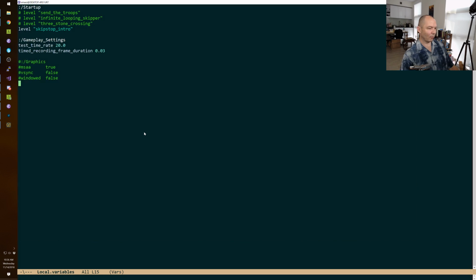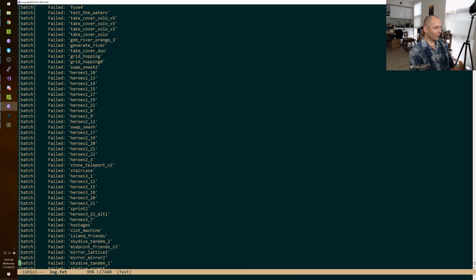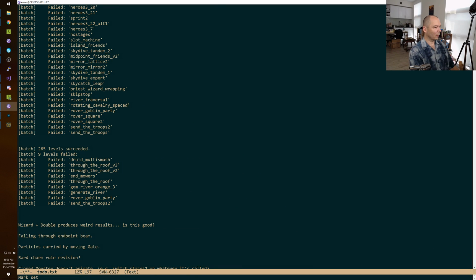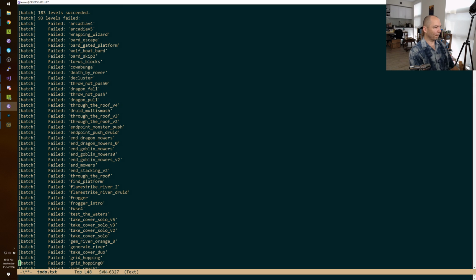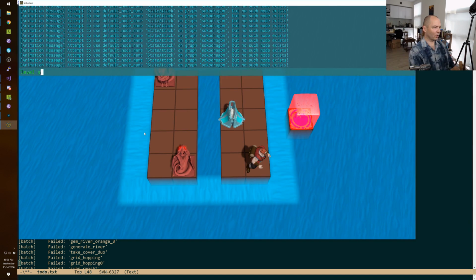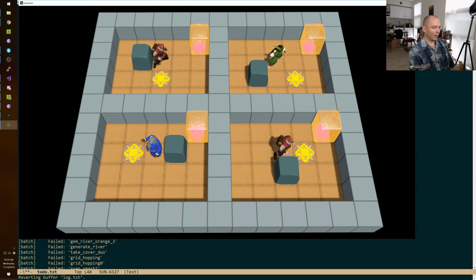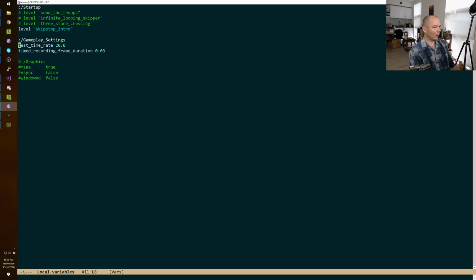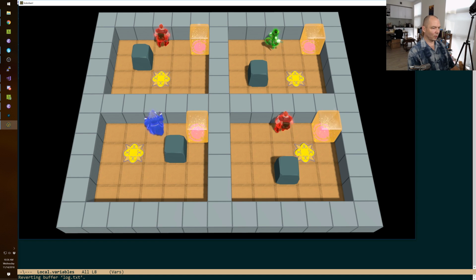Dude, we failed so many levels, we didn't even get through Dangerous Business. 93 levels failed, one third of the levels in the game. That's okay though, because it's probably all due to the same one or two problems. Okay, I'm gonna look at Arcadia V4 because that wouldn't be a timed level. Like, is it that it has a teleport in it? Let's turn down test time rate to 2 and we'll test this.